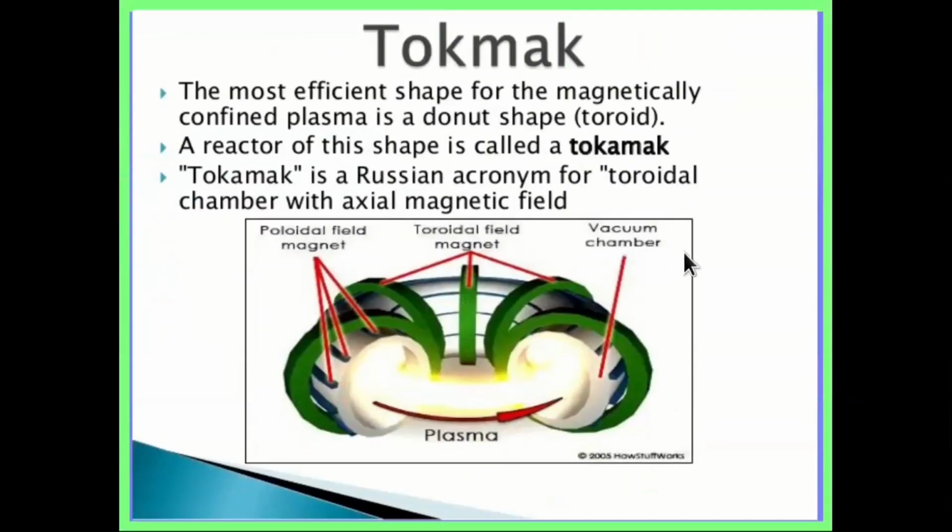Now the tokamak is the most efficient shape for the magnetically confined plasma, and this is in the form of a donut shape. It is called a toroid, and the reactor of this shape is called a tokamak. This is basically a Russian acronym for toroidal chamber with axial magnetic field. So we have a toroidal chamber and there are magnetic fields of different configurations, and obviously inside we should have a vacuum chamber in which the gas is led, and then by supplying sufficient heat, this is converted into a plasma, and then it is maintained in a confined volume by means of magnetic fields.